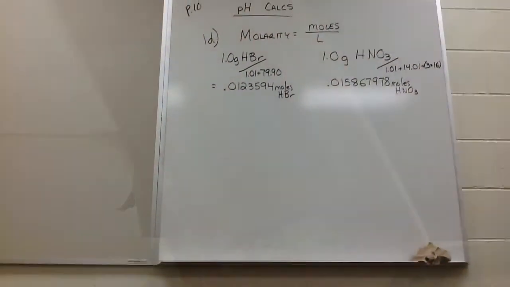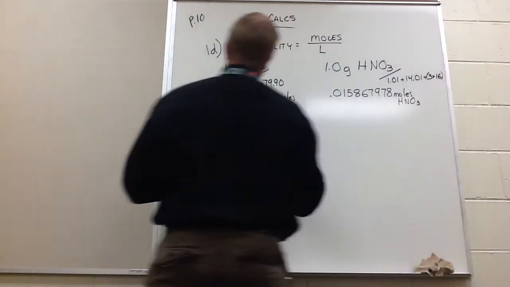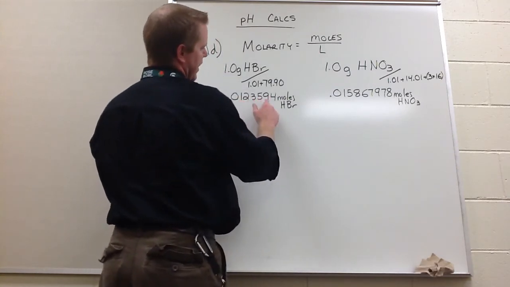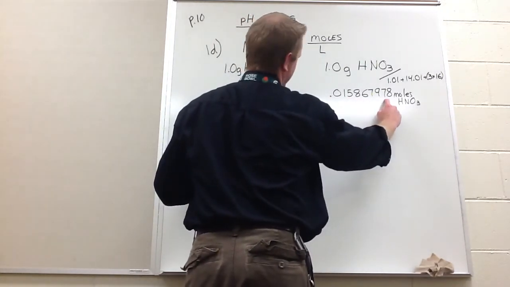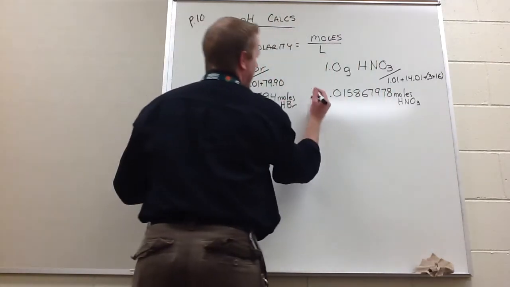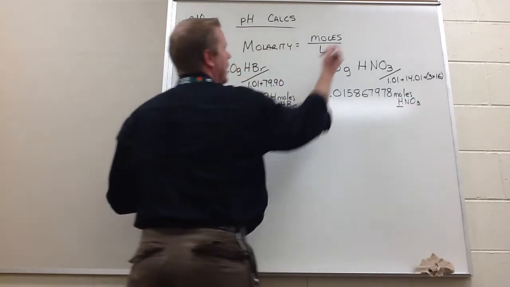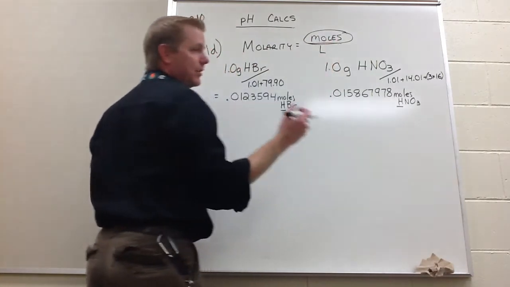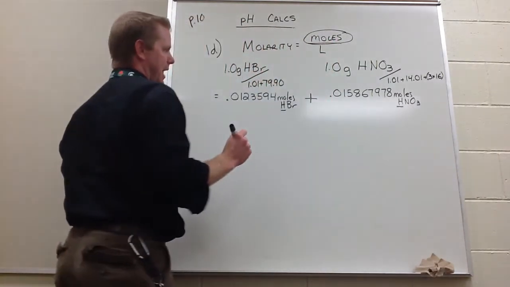All right, so you figure out the moles of each of these things, and as you can see right here, I didn't care about significant figures yet. I gave myself a whole bunch. So you had 0.0123594 moles of HBr and 0.015867978 moles of HNO3. Now, because these are both acids, the molarity would still be moles of acid per liter. So what you could do is take these 2 numbers and add them together.